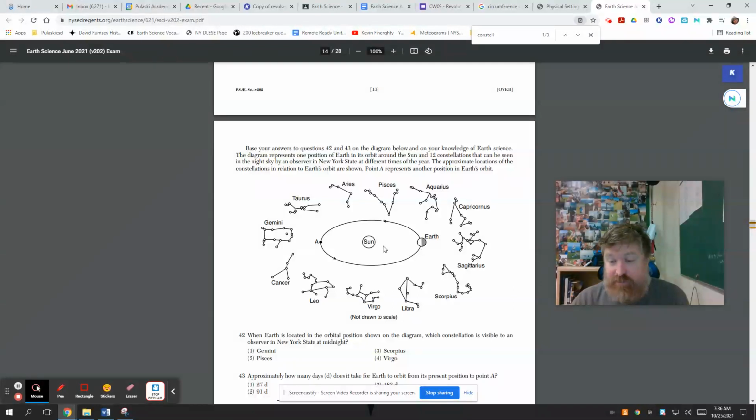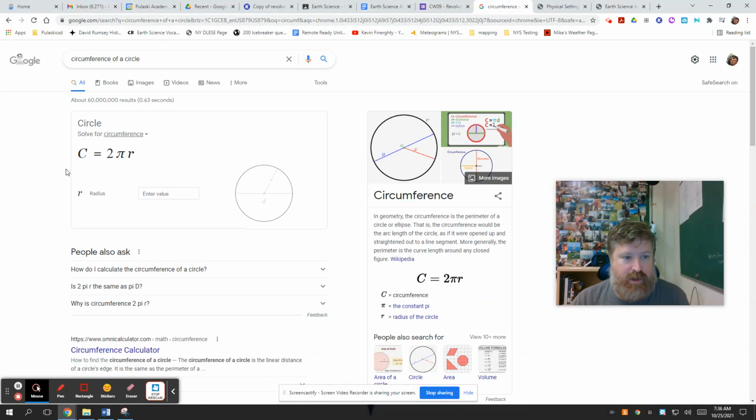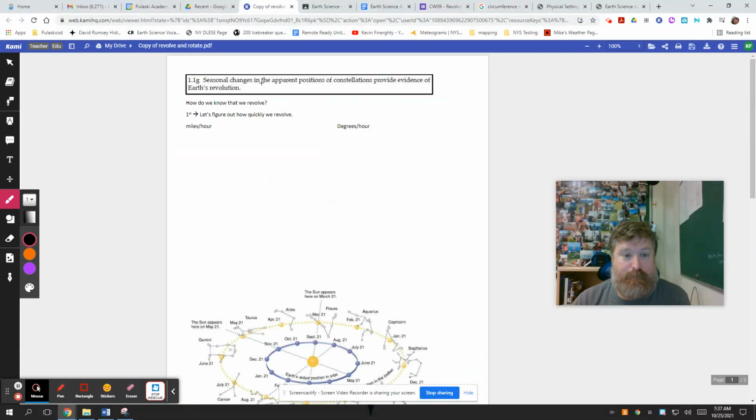If I know that distance, I really know the radius of a circle. And if I know the radius, could I figure out the circumference? Yes. If you look it up on the internet, it's 2 pi r. So 2 times pi times the radius will be the circumference. So let's do it. 2 pi r. So I need 2 times pi times the radius, which is, for Earth, 149.6 million kilometers.